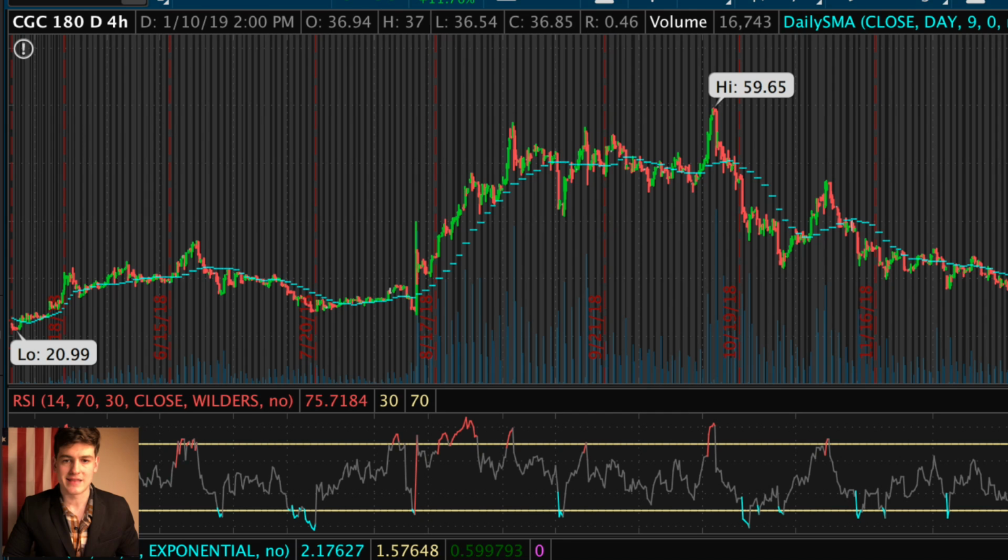Now, you can't use this method to predict this original gap up. This was largely due to the overall marijuana rally in August and September of last year, but what I want you to do is focus on how the stock price gapped up.